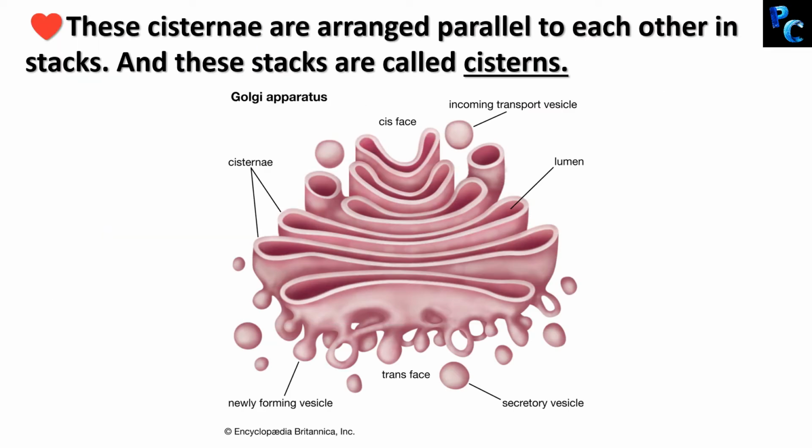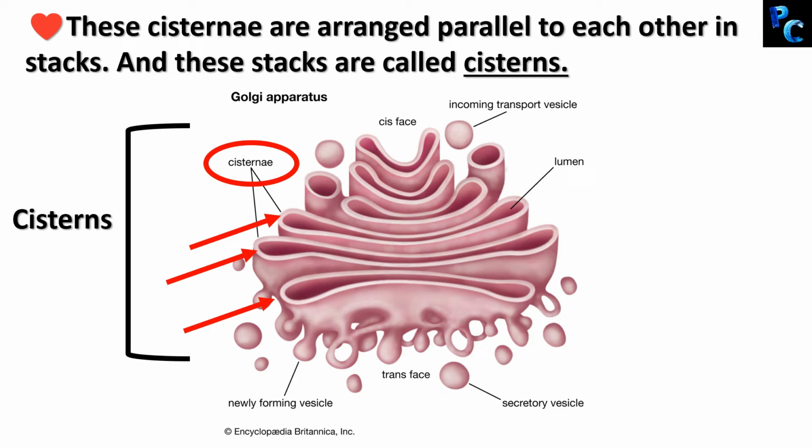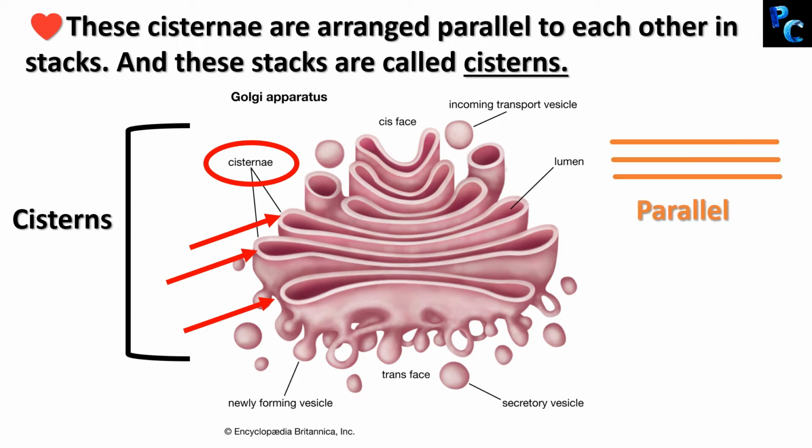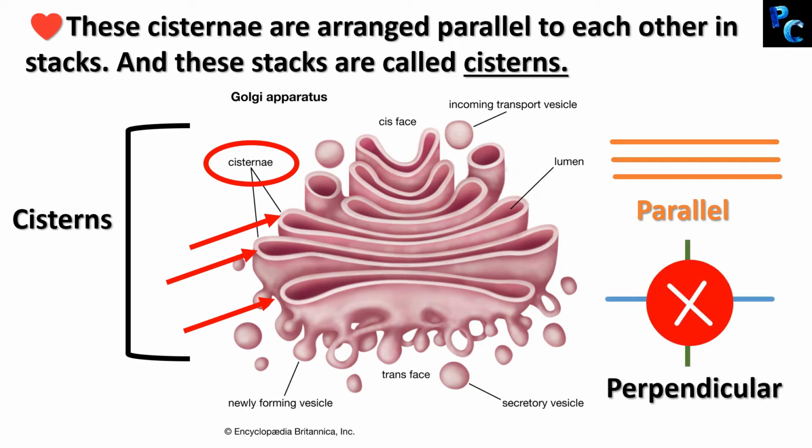Let's see how a Golgi body looks. Here is the structure of a Golgi body. Can you see the parallel stacks? These are called the cisternae, and these stacks together are known as cisterns. And can you see they run parallel to each other? Parallel means they are on top of one another and not perpendicular, crossing each other. On the side are the vesicles which bud off from the Golgi and fuse with the Golgi. I will talk about them in a few minutes.